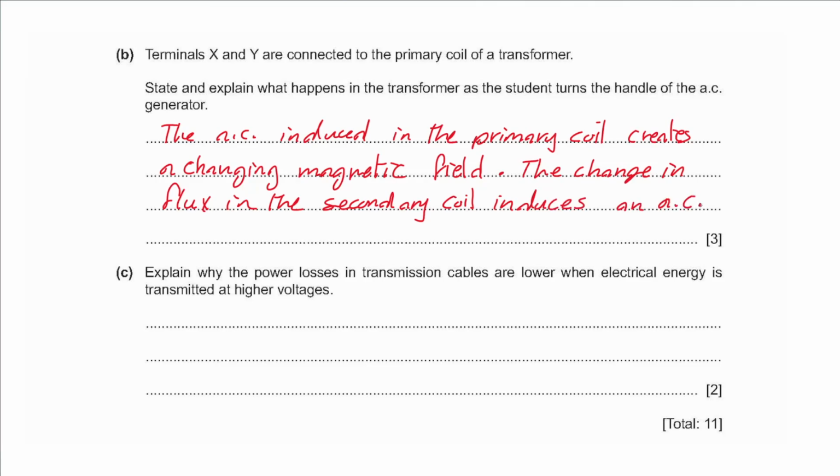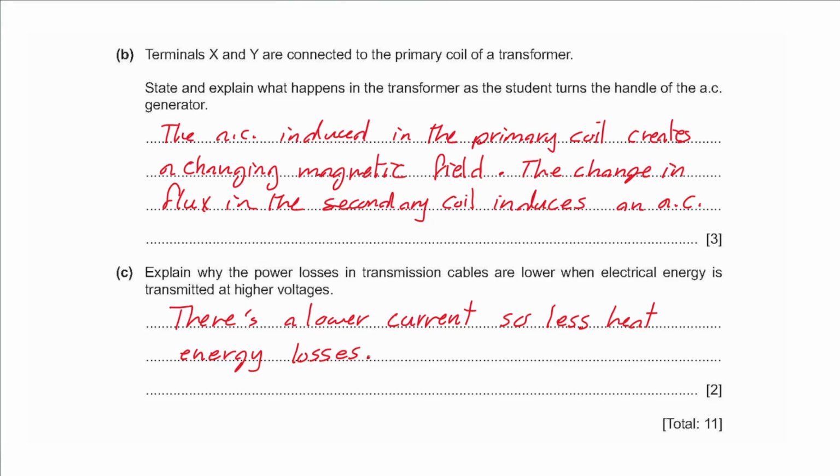Question C says explain why the power losses in transmission cables are lower when electrical energy is transmitted at higher voltages. We say that there is a lower current, so there is less heat energy losses or wasted.